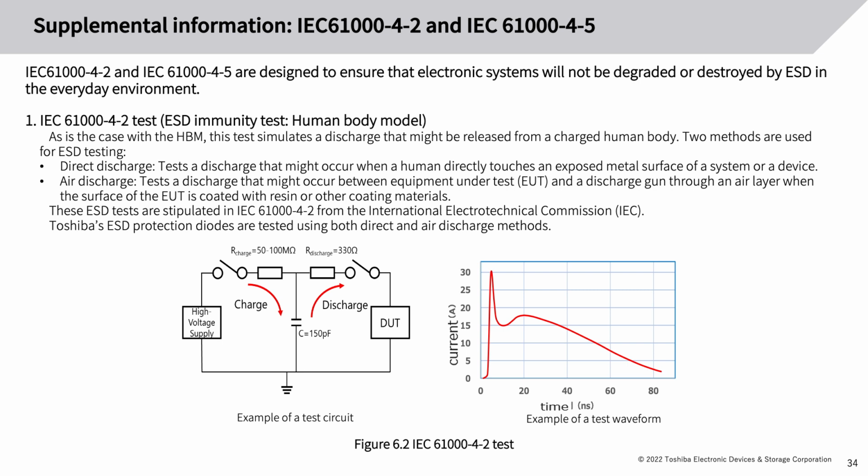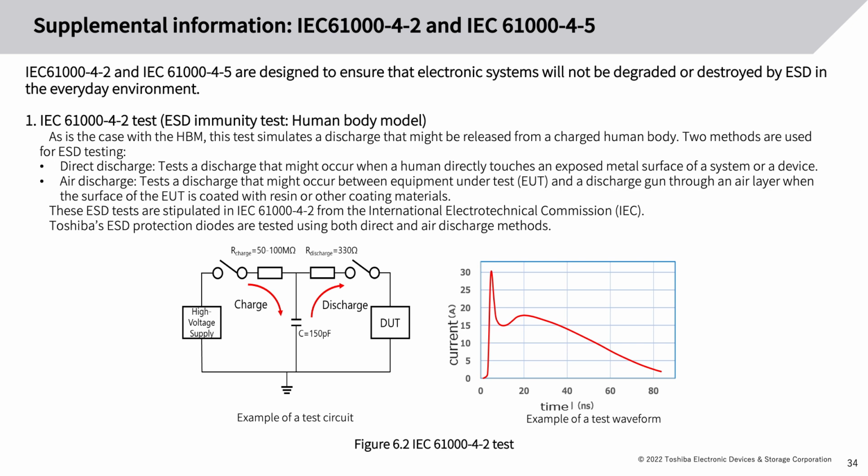Supplemental information. IEC 61000-4-2 and IEC 61000-4-5 are designed to ensure that electronic systems will not be degraded or destroyed by ESD in the everyday environment.